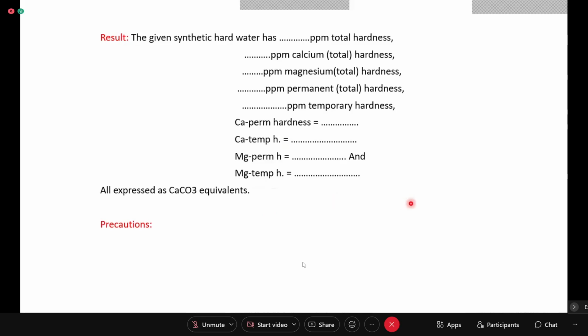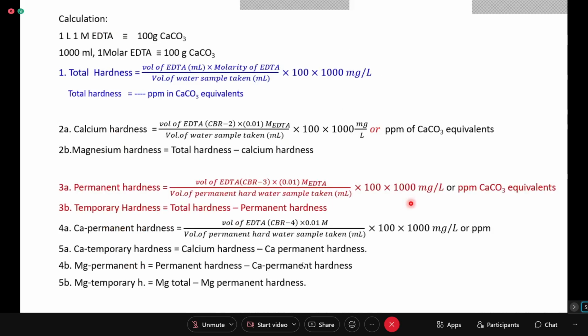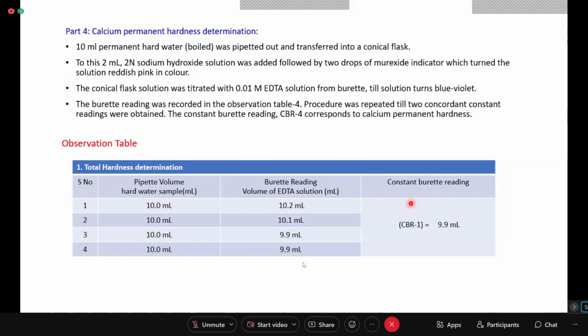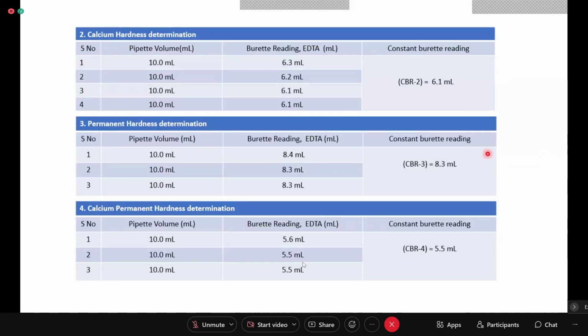Ma'am, please show the observation slide again. Okay, this is the first observation table, which corresponds to total hardness. Ma'am, second one. And this is the second table: calcium hardness, then permanent hardness, then calcium permanent hardness.